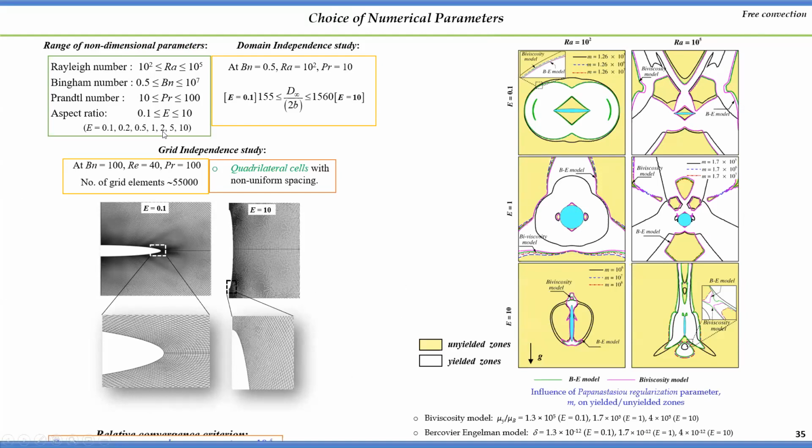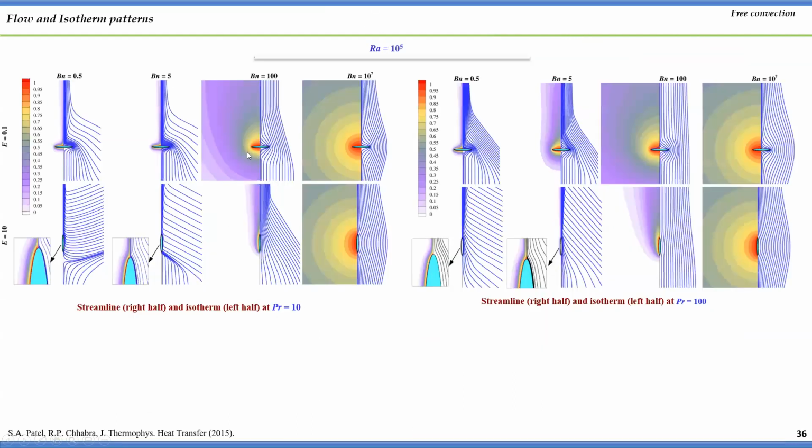So here you can see the flow pattern and temperature isotherms on the other side of the geometry, and we are able to see that as the Bingham number increases, these flow patterns become very symmetric to the geometry, and the isotherms are very symmetric to the geometry. So here we see that as the Bingham number increases, most of the heat transfer is going to happen by conduction. This is what my isotherms and flow pattern tell me at this time.